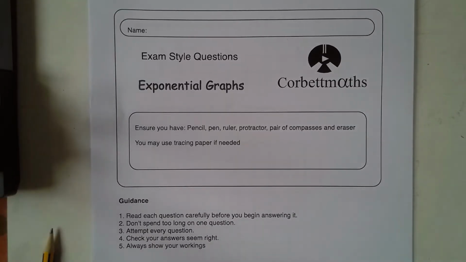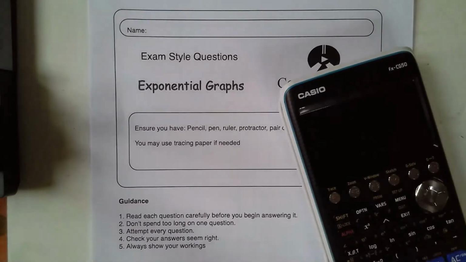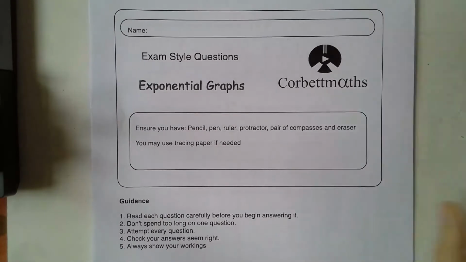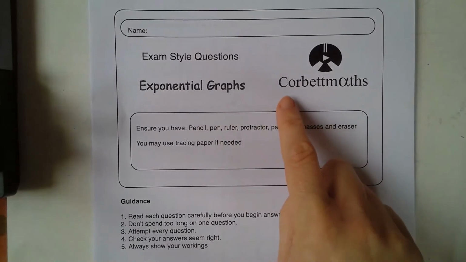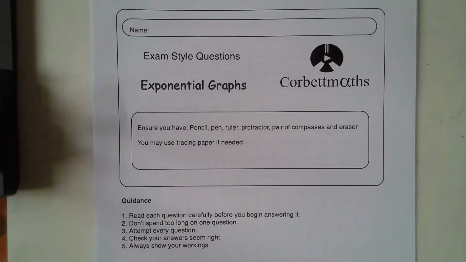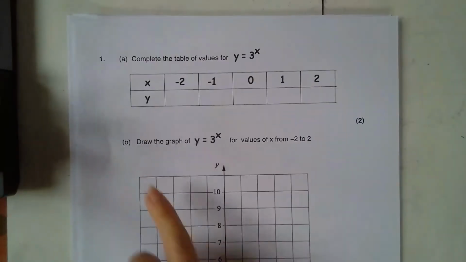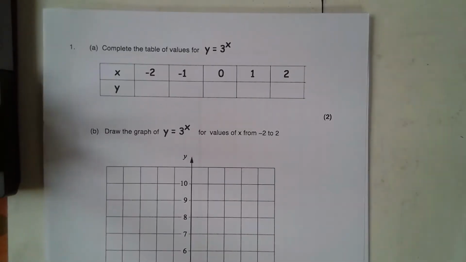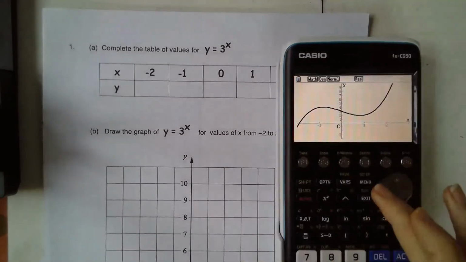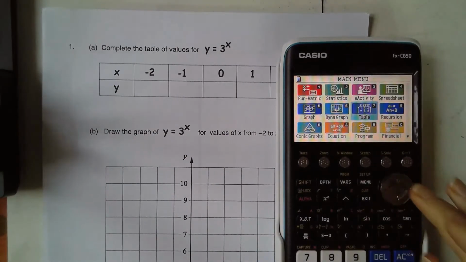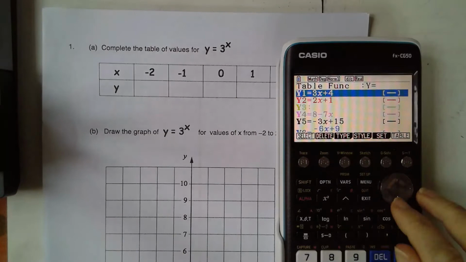Hi everyone, so in this video I'll be looking at how to use the Casio FX CG50 to help you work through or check your answers for the Corbett Maths booklet on exponential graphs. So looking at question number 1, it starts off with our table of values. If you've seen the other videos now, you're kind of used to that because we've done that a few times. So let's go into table.